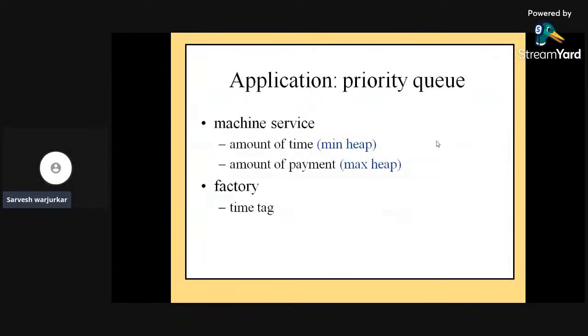What are the various applications of trees? Applications of tree include the priority queue, where machine service can be there, where the factory time, the amount of time, requires a maximum heap, and minimum amount of payment requires a maximum heap; again it is possible over there.